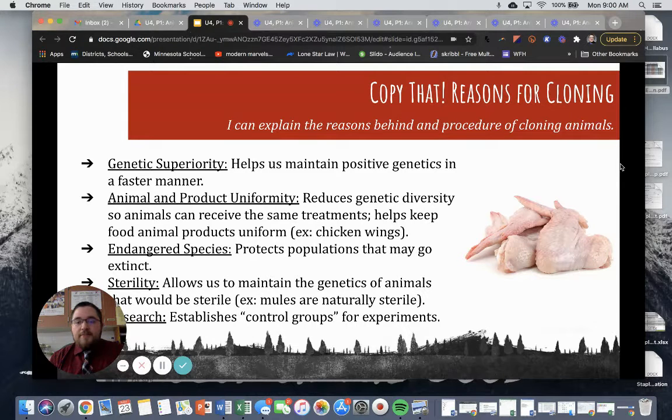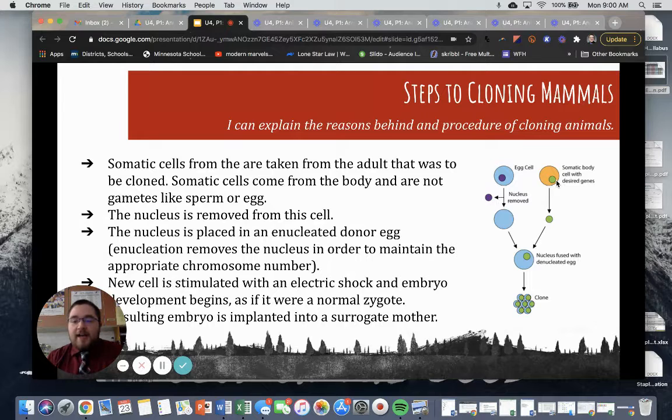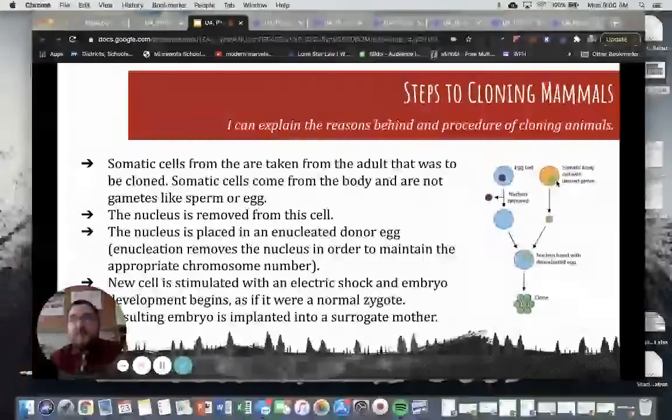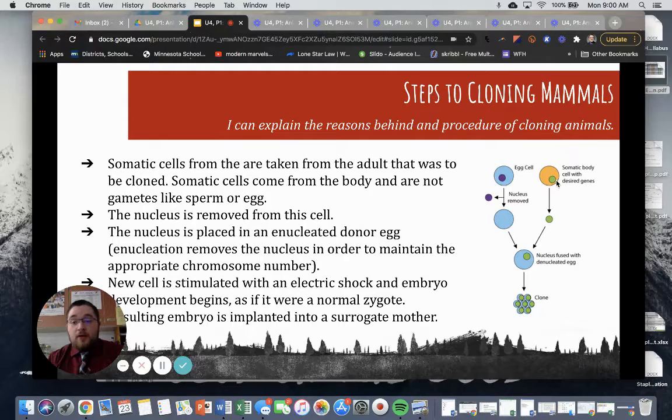Fourth is sterility. This allows us to maintain the genetics of animals that would otherwise be sterile. So for example, mules are naturally sterile, so cloning helps ensure that we continue to have mules. And lastly is research. This establishes control groups for different experiments that we may have relating to animal biotechnology. Our next slides are going to talk a little bit more about the specific steps of cloning and how cloning processes work.